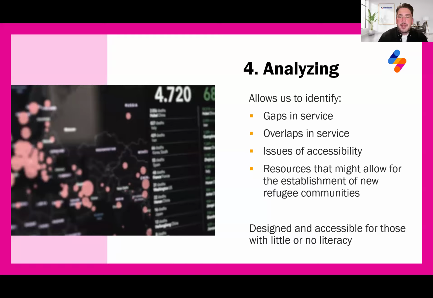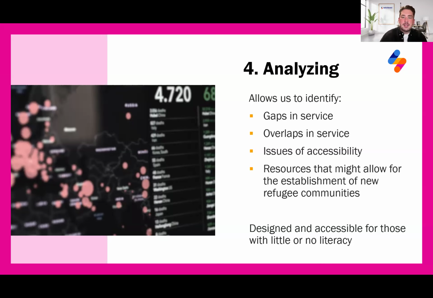Are there resources that might allow for the establishment of new refugee communities in areas where people aren't yet living but where supports exist? And importantly, you want to design outputs that are usable for everyone, including people with little or no literacy. That could mean maps with icons, color coding, or very plain language descriptions. The goal is a tool that works for both providers and clients.